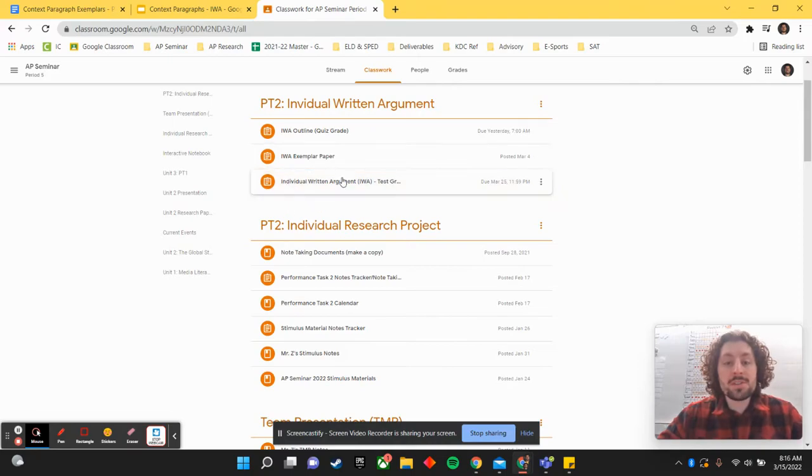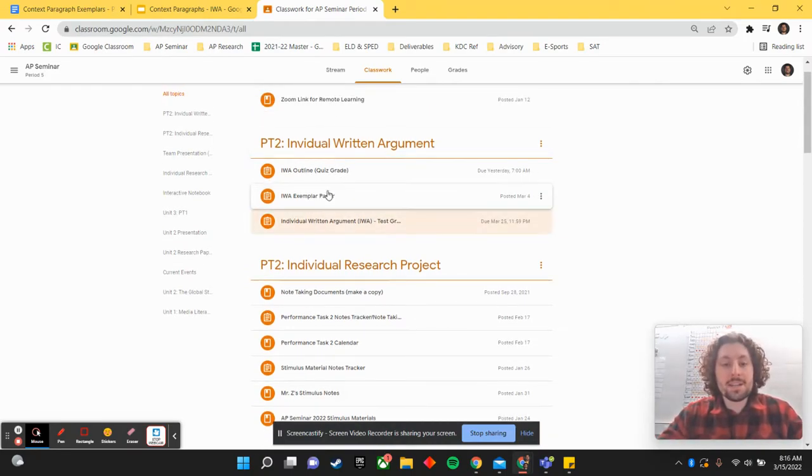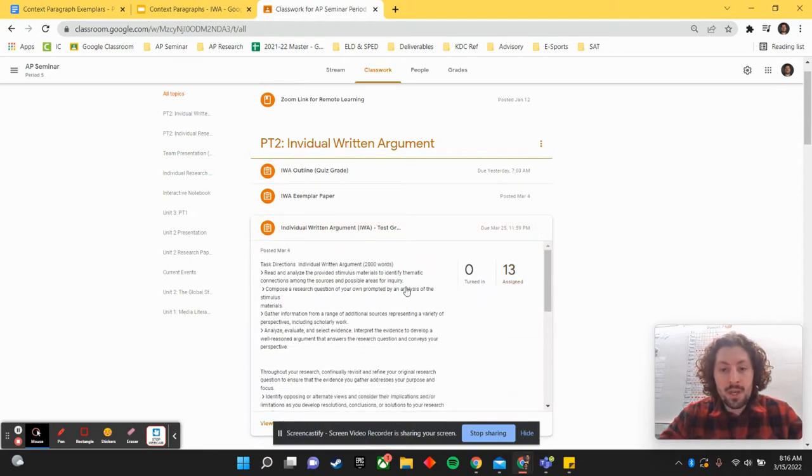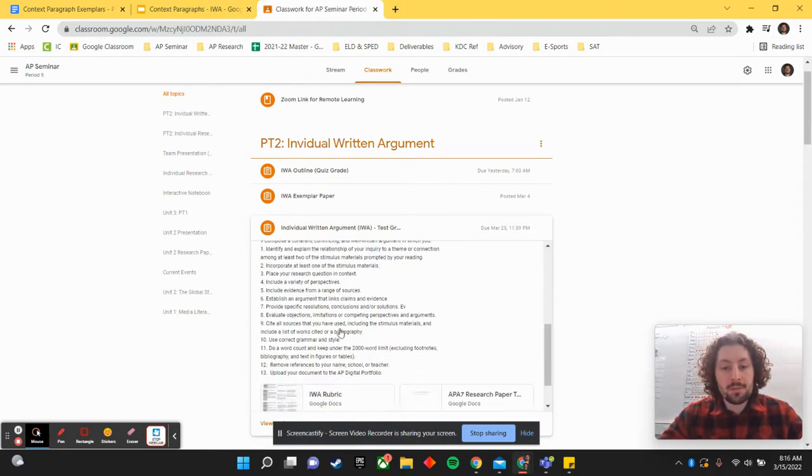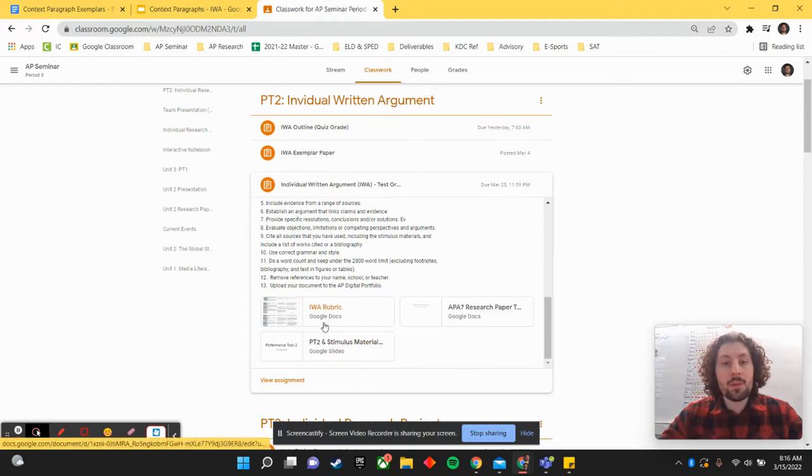Now, where you want to start drafting your IWA is going to be over in Google Classroom under PT2. You see all the directions that are posted from College Board. And down here, what I've attached is the rubric for your IWA, the APA 7 formatted research paper, which is where you're actually going to start drafting. And then lastly, I've attached our notes on the stimulus materials because, as you know, you want to incorporate those at least one time within your paper.